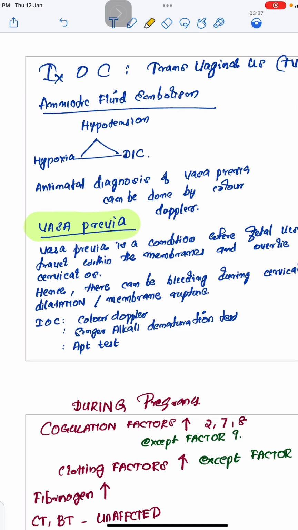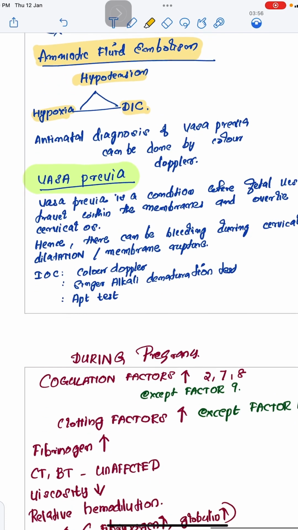Next is amniotic fluid embolism. The main features are hypotension, hypoxia, and disseminated intravascular coagulation. Antenatal diagnosis of vasa previa can be done by color Doppler.